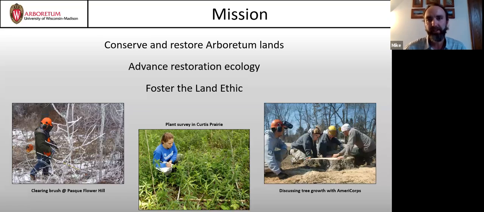And it's a three-part mission. There's three different components in no particular order. The first one is to conserve and restore Arboretum lands. Second part is to advance the science of restoration ecology. And the third part is to foster the land ethic, and that's Aldo Leopold's land ethic that he wrote about in Sand County Almanac and some of his other writings.